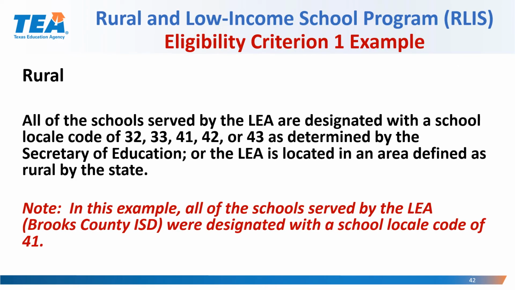Eligibility criterion 1 example. In this case, as we were able to see on the previous slide, all of the schools in Brooks County were designated with a school locale code of 41. That means that the LEA is eligible for RLIS.